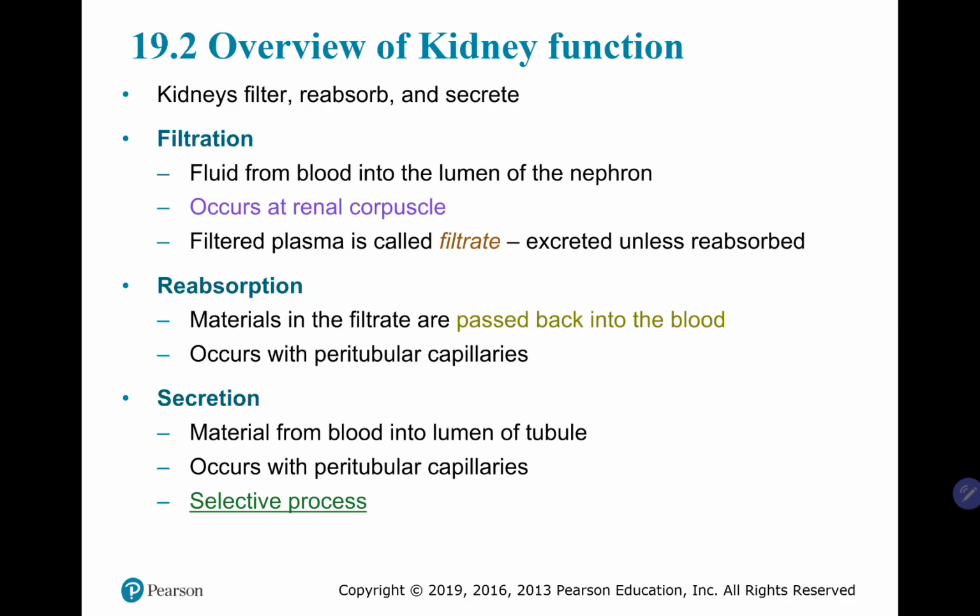So here are the different functions of the kidneys, specifically when we're looking at the nephrons, right? So the kidneys will filter, reabsorb, and secrete. Filtration, like how we just looked at, is the movement of fluid from the blood into the lumen of the nephron, right? And so this filtration is going to occur at the renal corpuscle, right? We're filtering out the fluid from the glomerulus into the Bowman's capsule. And now that fluid that gets filtered out is now, again, called filtrate.